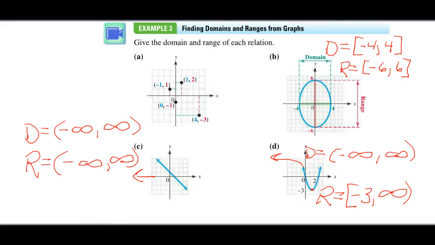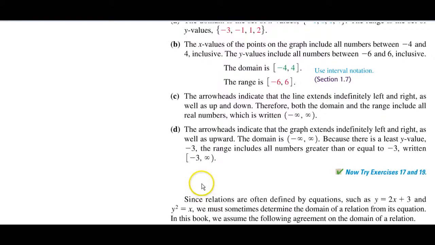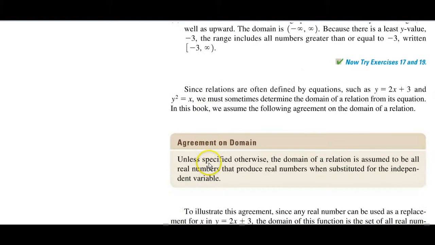Okay, we're going to look and see what the book tells us here in a moment too. I'm just interpreting. This is shown in roster notation. This one is shown in interval notation. And these numbers are included because of the brackets. Infinity and infinity, that was good. And then use of a bracket here. -3 is included.